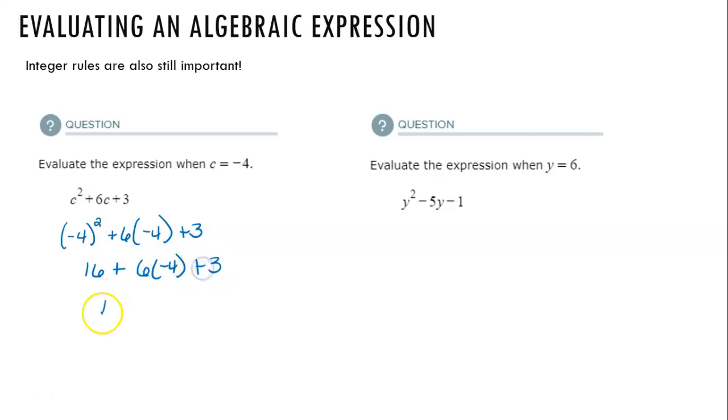Multiplication comes before addition, so we do 16 plus negative 24. 16 plus negative 24 is negative 8, and negative 8 plus 3 is negative 5. Pause the video and try this one on your own.